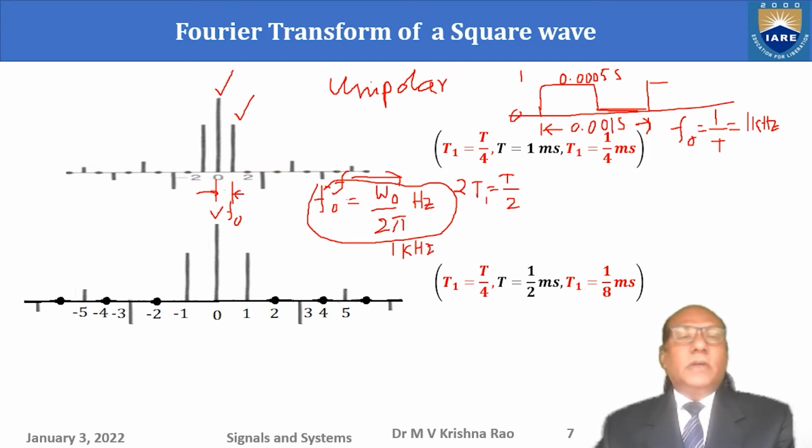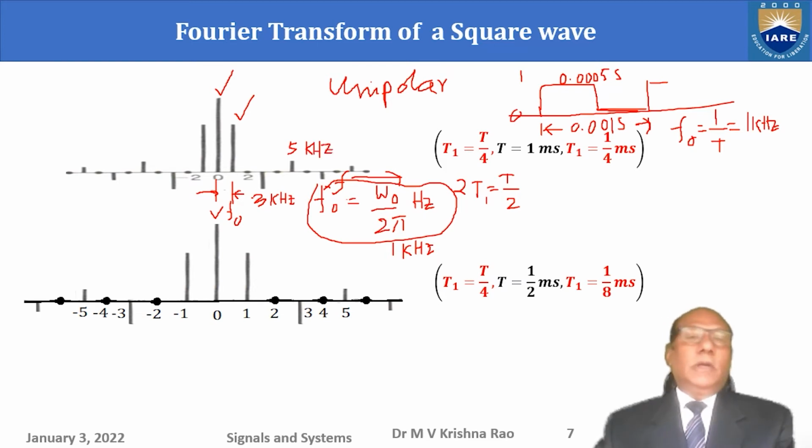So k equal to 0 means 0 hertz. k equal to 1 means 1 kilohertz. k equal to 2 means 2 kilohertz. This corresponds to 3 kilohertz, this is 4 kilohertz, this is 5 kilohertz. The fifth coefficient, A5, means 5 kilohertz. So like that you have it in terms of linear frequency.